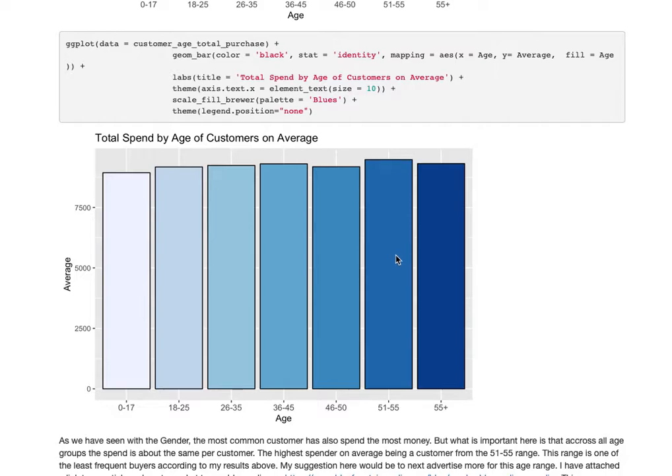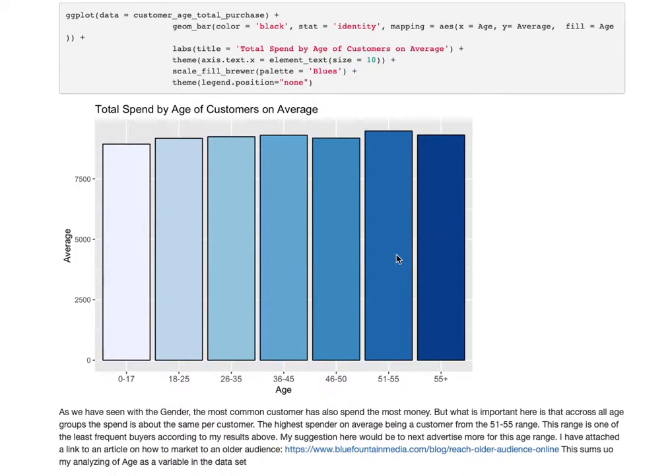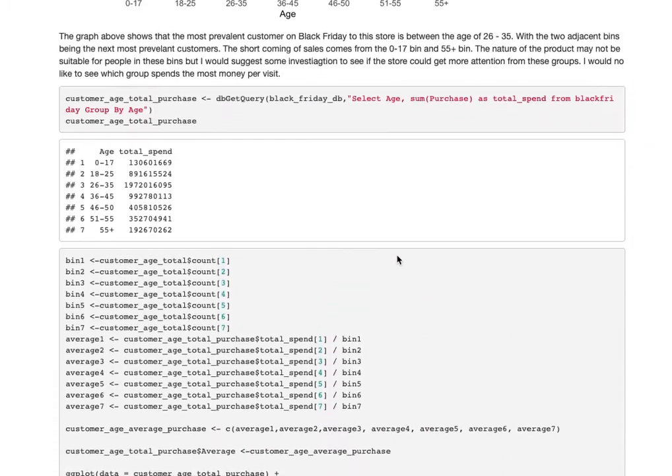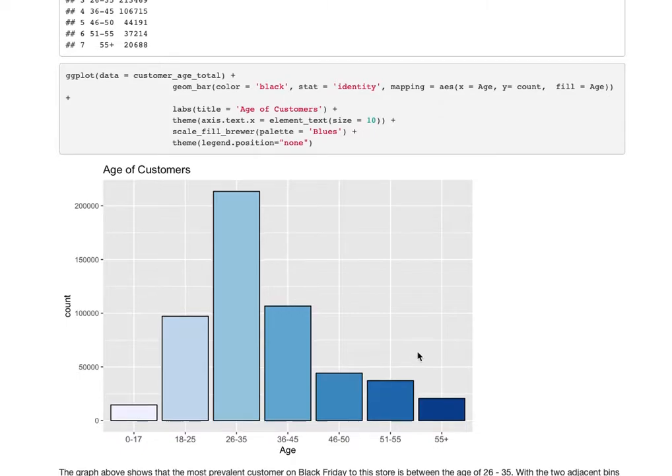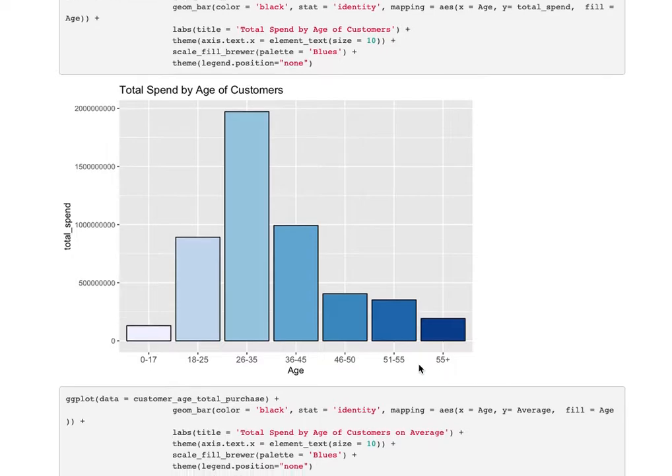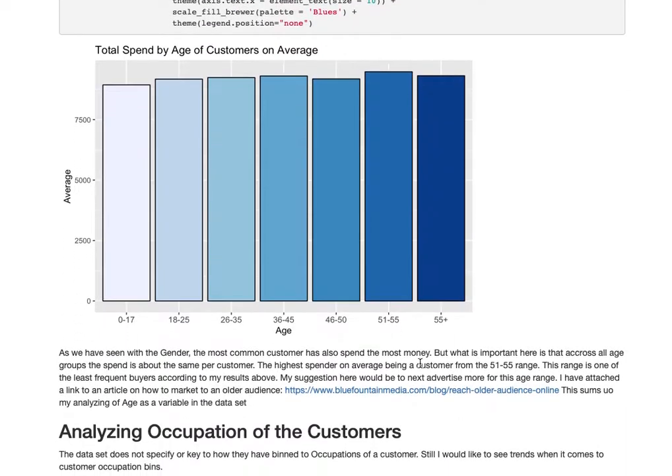So something that they could do is they could look at this and say that they're not getting enough traffic from that age range. And again, how can you market to those people? How can you set up deals so that they will buy more stuff? Because they're buying more expensive products at the end of the day.